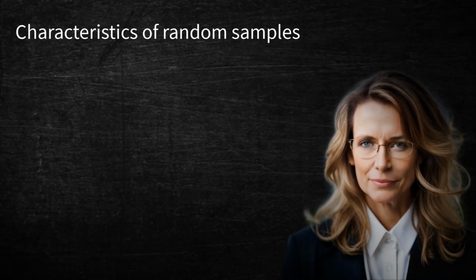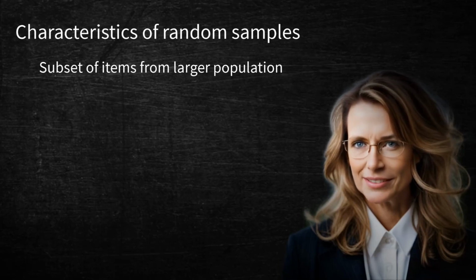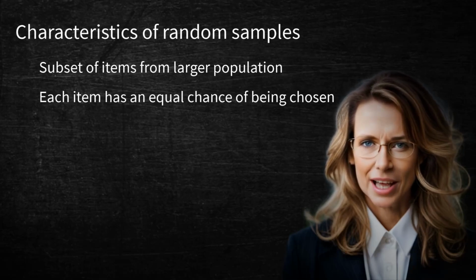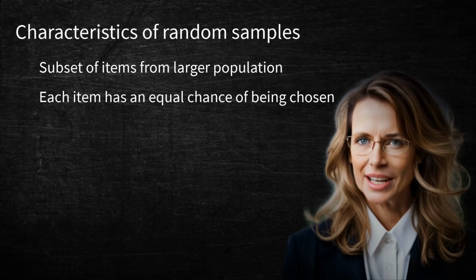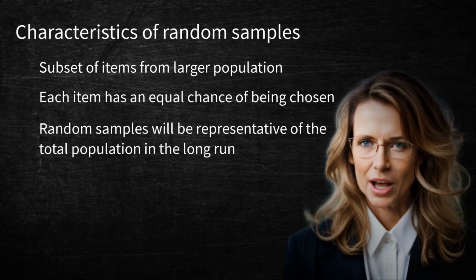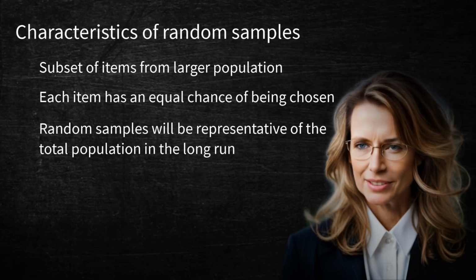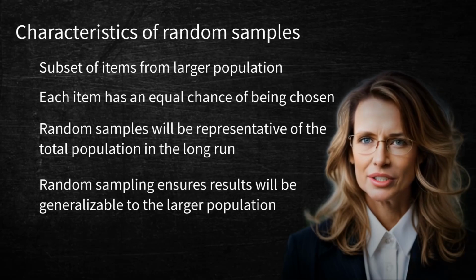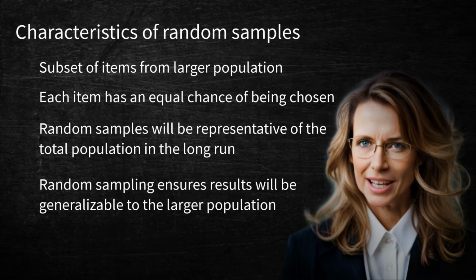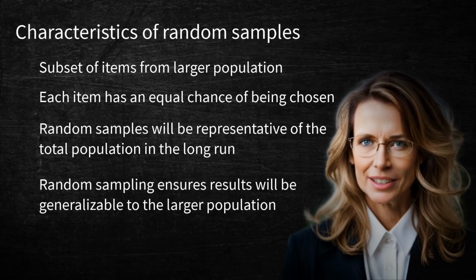But first, let's briefly define what we mean by a random sample. A random sample is a subset of items selected from a larger population. What makes it random is that each item or person in the population has an equal chance of being chosen. Because samples that are randomly selected will in the long run be representative of the population from which they were chosen, in an ANOVA, random sampling is crucial to ensure that your results are generalizable to the larger population. We will have more to say about this shortly when we discuss expected values and unbiasedness in statistical estimation.